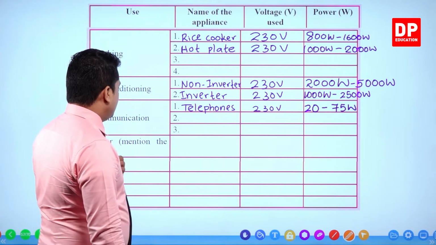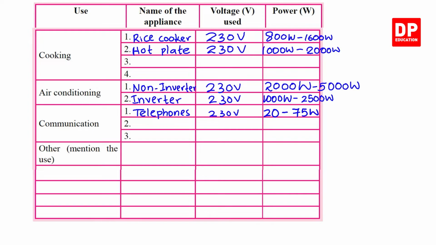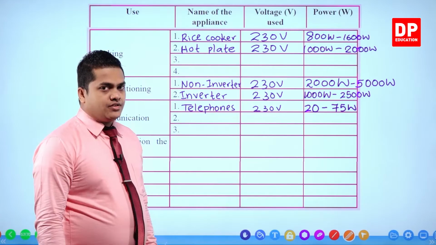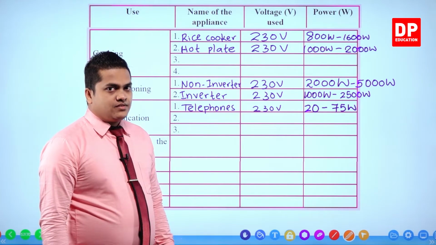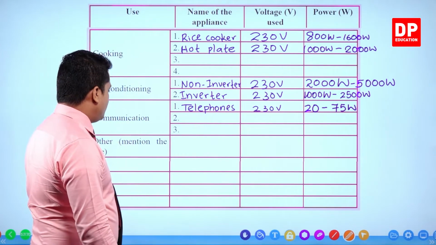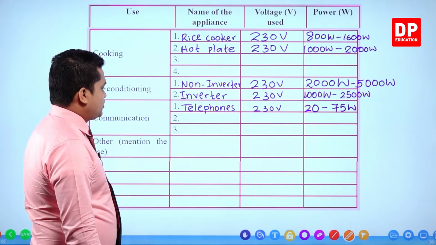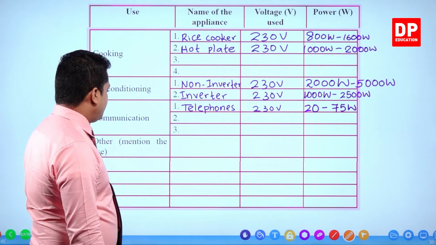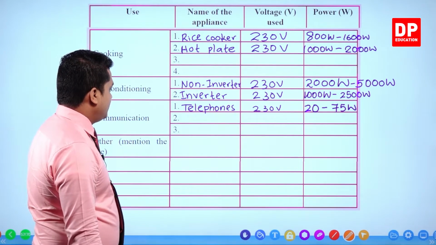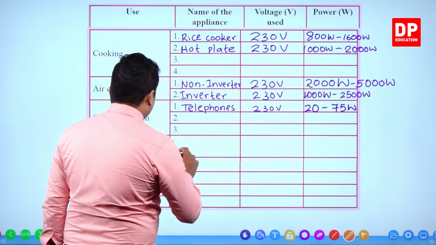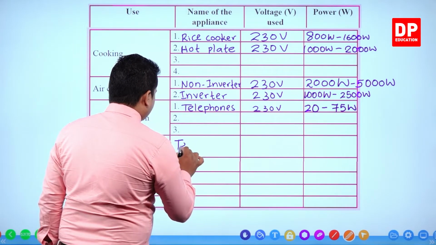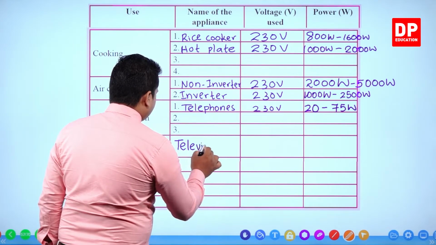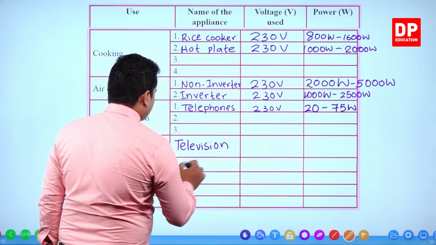Then the next one is other. Here you have to mention the reason. So we'll use the easiest ones that we use in our day-to-day life. Okay, the television, radio.